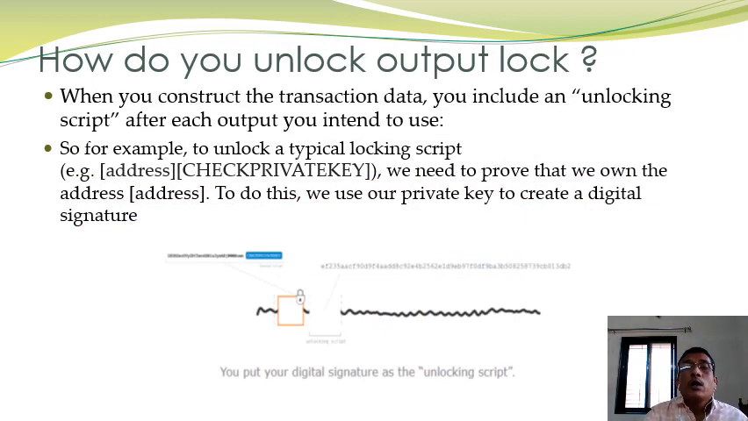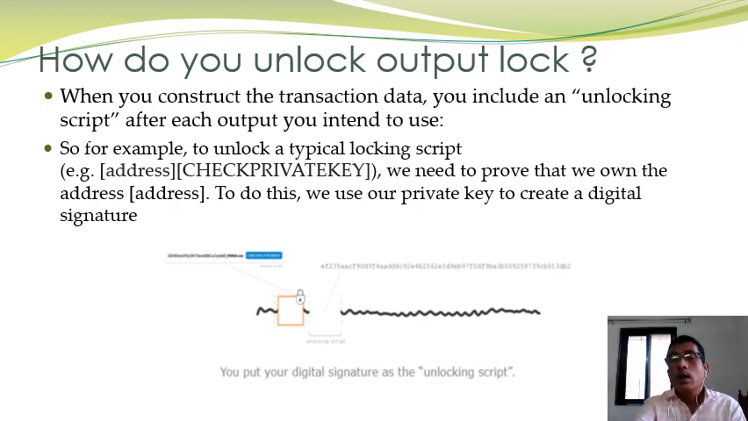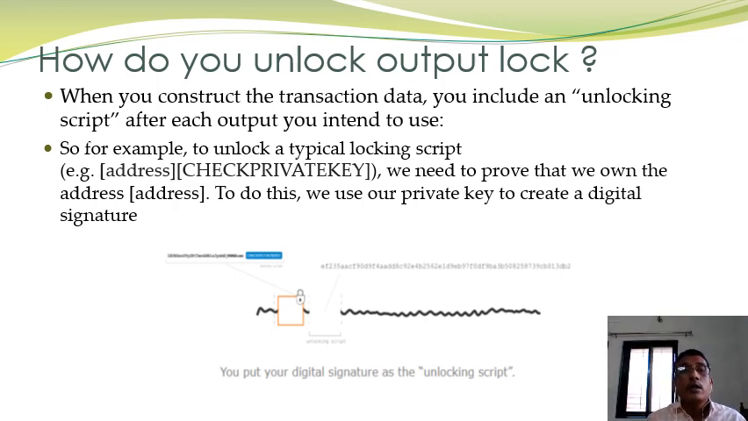So how do you unlock the output lock? When you construct the transaction data, you include an unlocking script. This unlocking script is used to unlock the output. So for example, if we want to unlock a typical locking script, for example address and then check private key.